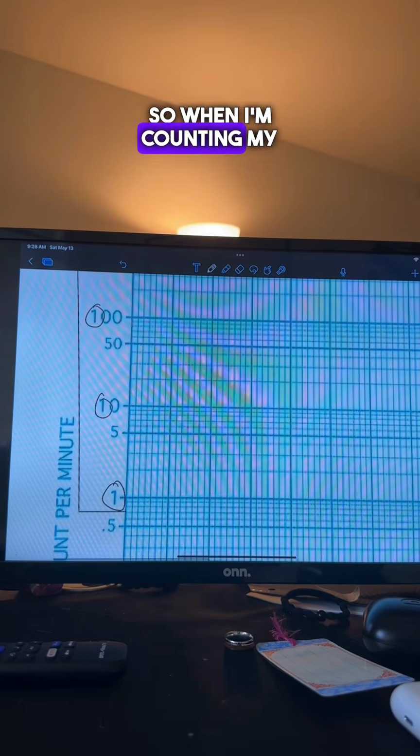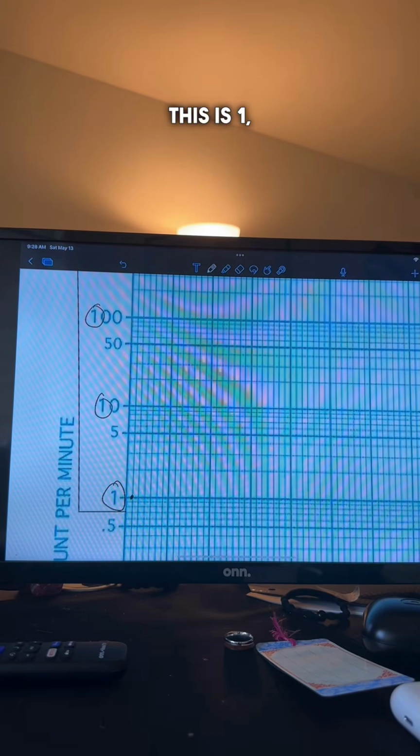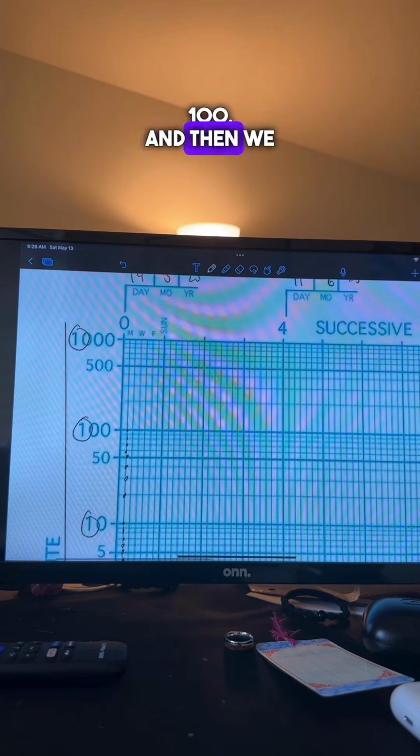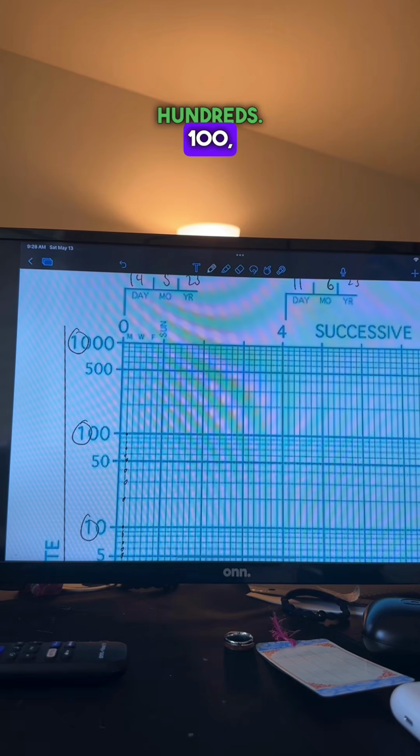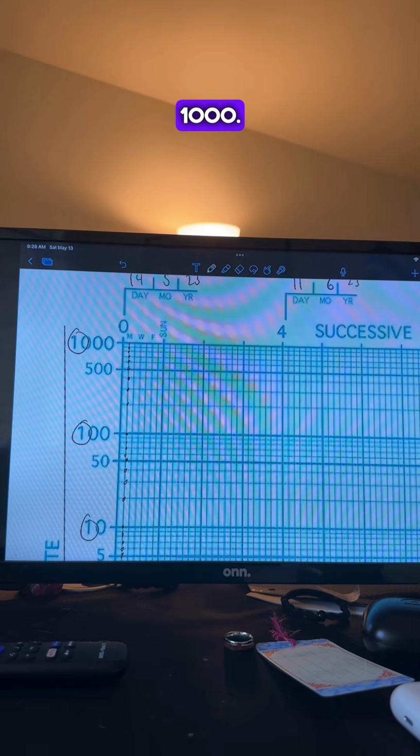So when I'm counting my lines, I know that this is 1, 2, 3, 4, 5, 6, 7, 8, 9, 10. But now we count by tens. 10, 20, 30, 40, 50, 60, 70, 80, 90, 100. And then we count by hundreds. 100, 200, 300, 400, 500, 600, 700, 800, 900, 1000.